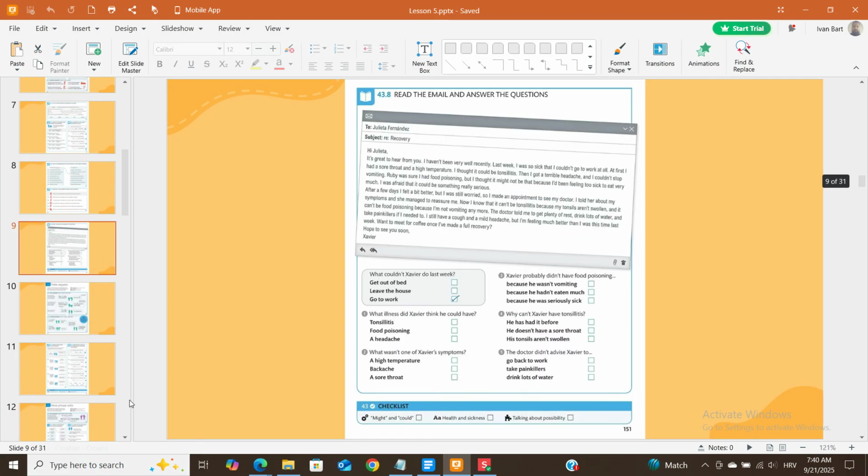43.8. Read the email and answer the questions. Subject: Recovery. Hi Giulietta. It's great to hear from you. I haven't been very well recently. Last week, I was so sick that I couldn't go to work at all. At first I had a sore throat and a high temperature. I thought it could be tonsillitis. Then I got a terrible headache, and I couldn't stop vomiting. Ruby was sure I had food poisoning, but I thought it might not be that because I'd been feeling too sick to eat very much. I was afraid that it could be something really serious.